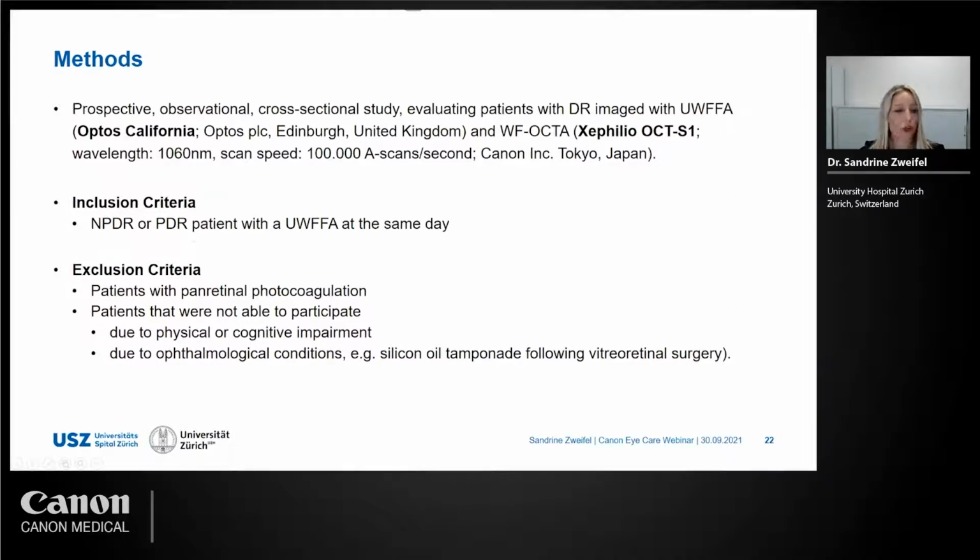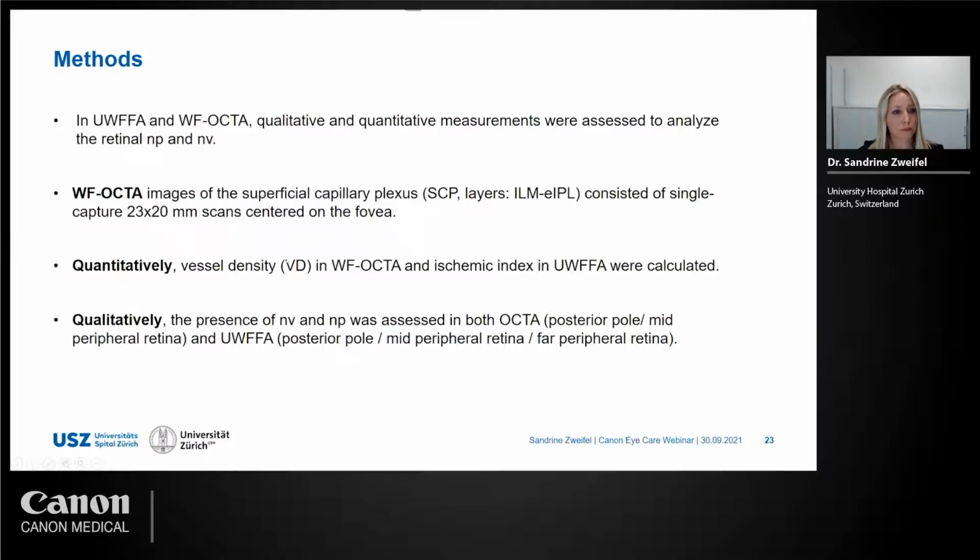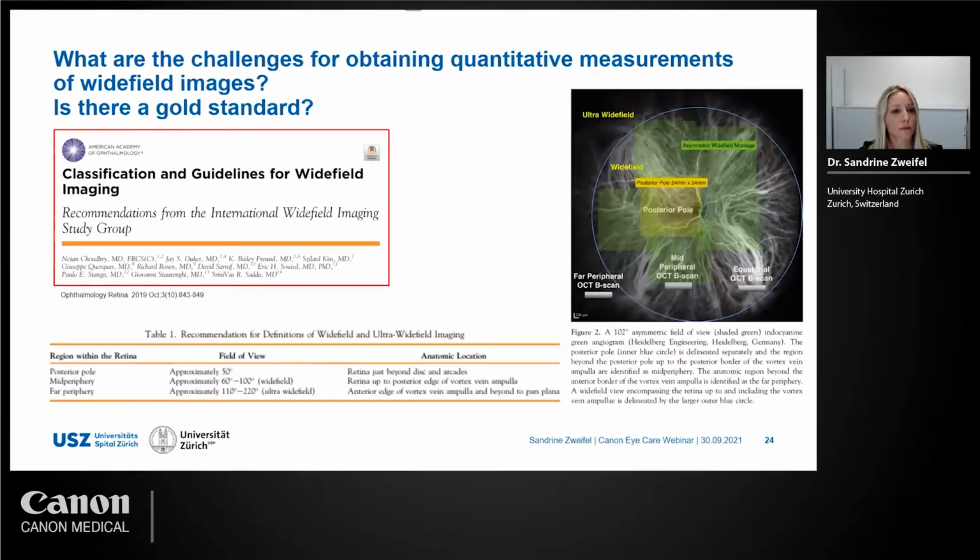Here we see the inclusion and exclusion criteria. Of course, we excluded patients who had panretinal photocoagulation in their history. The pattern size for the widefield OCT angiography images consisted of a single scan captured at 23 by 20 millimeter. And we did quantitative and also qualitative analysis. You already heard about this nice paper.